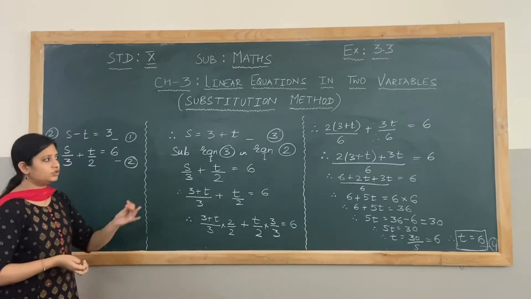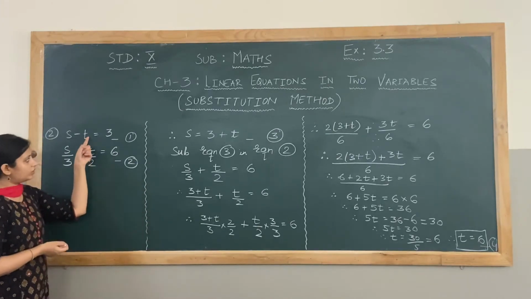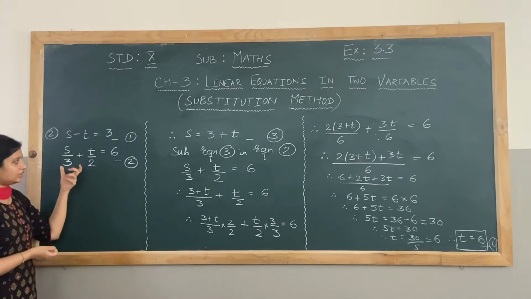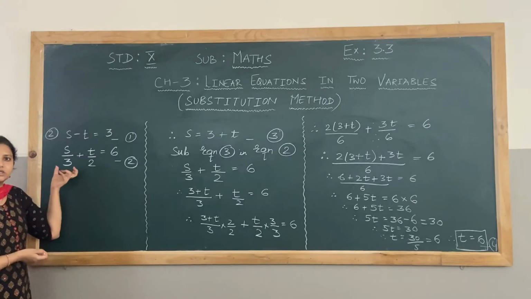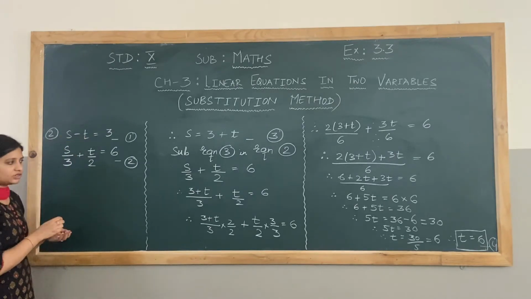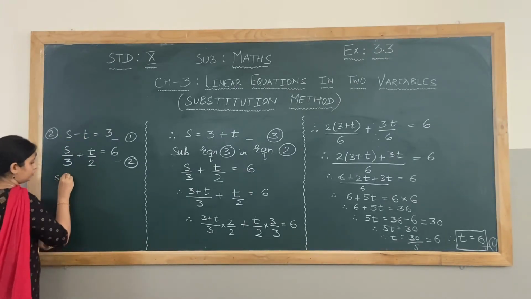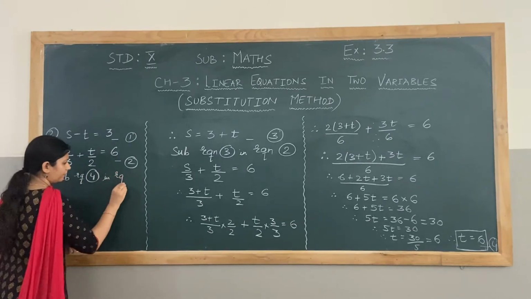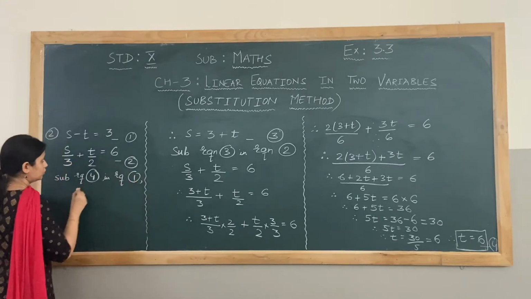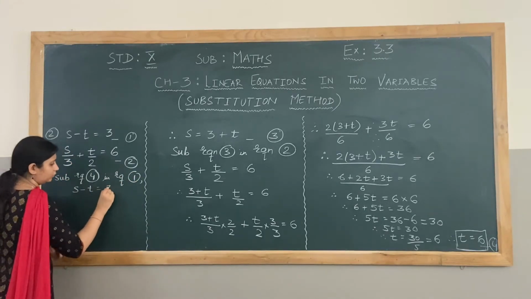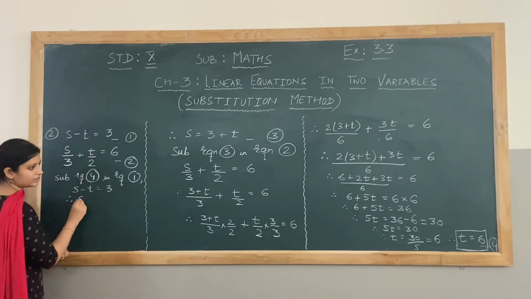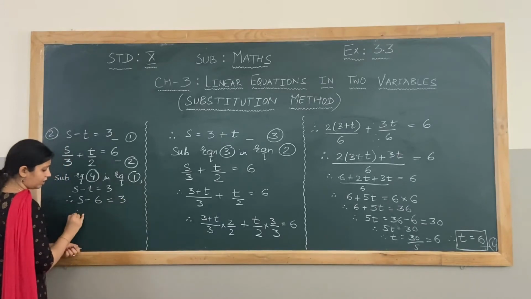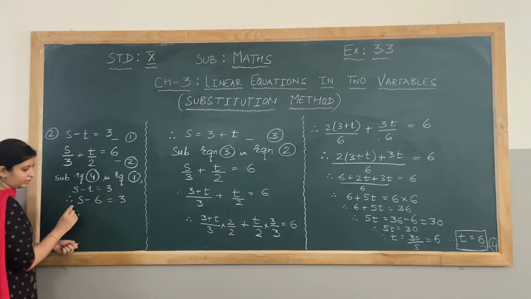Now further to this, you need to find the value of s. So out of these two equations, I will substitute in any one of them. But as you can see, this second equation is a little complicated, so we will substitute in the first equation. So substituting equation 4 in equation 1, what will I get? s minus t is equal to 3. Instead of t, what can I substitute? I can substitute 6. s minus 6 is equal to 3. Now again the same rule, variables on one side and constants on the other.